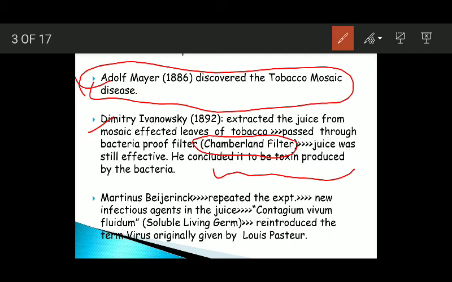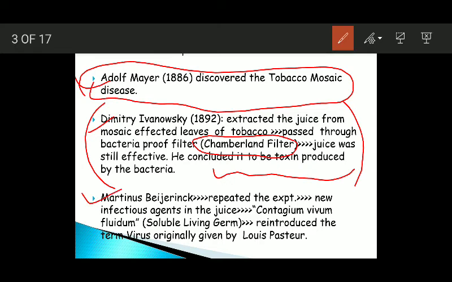viruses. So Ivanovsky extracted the juice from mosaic infected leaves of tobacco. Then this juice was filtered through the bacteria proof filters, and this juice was still able to cause infection in the healthy plants, and he concluded that it is actually the toxin produced by the bacteria that enters the bacteria proof filters.